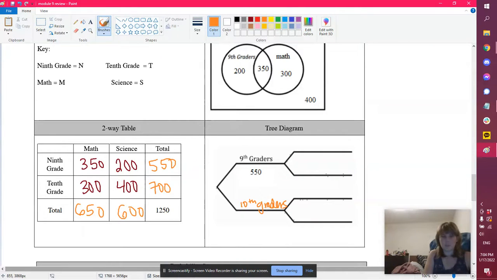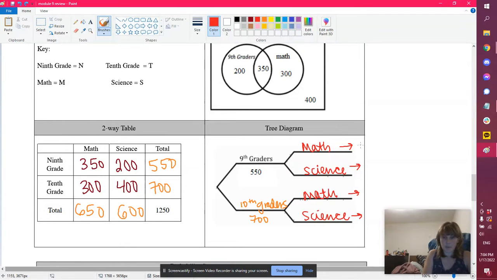And the 550 is the total for ninth graders, so we want to put the total for 10th graders here. Then we want to further split these into math and science, math and science. Because we had already used these designations, so now we want to use these ones.